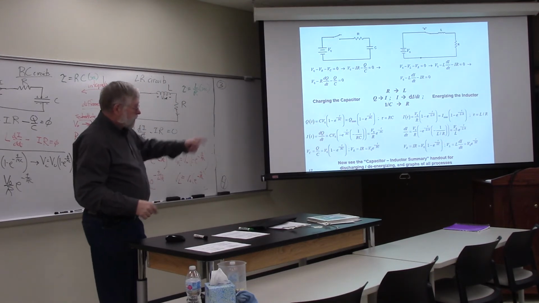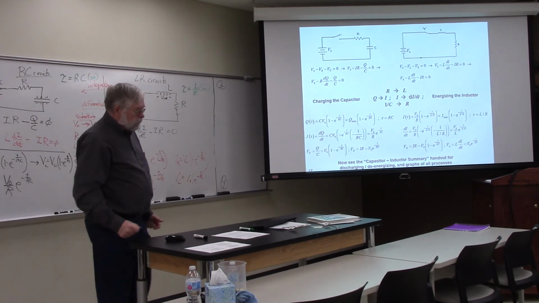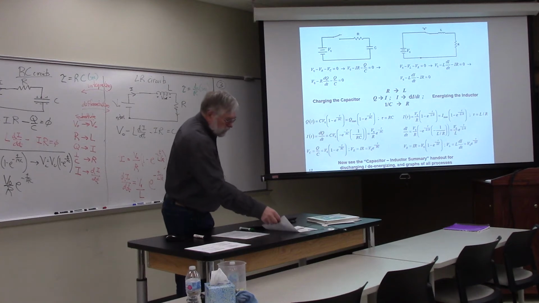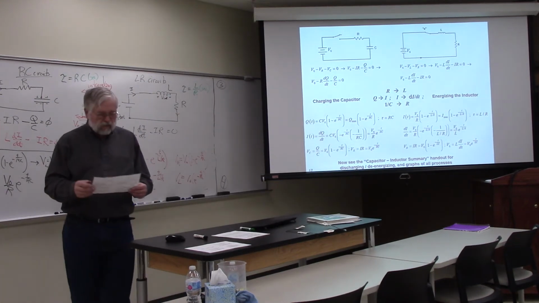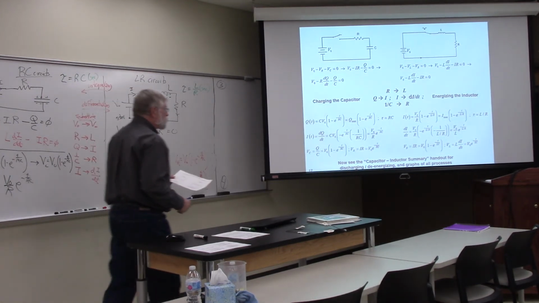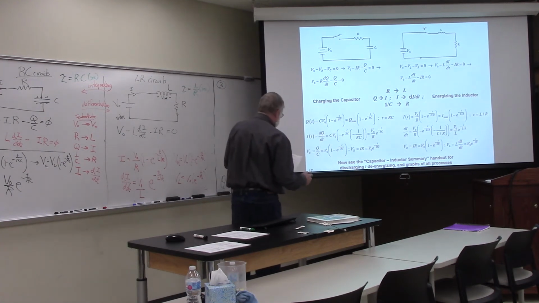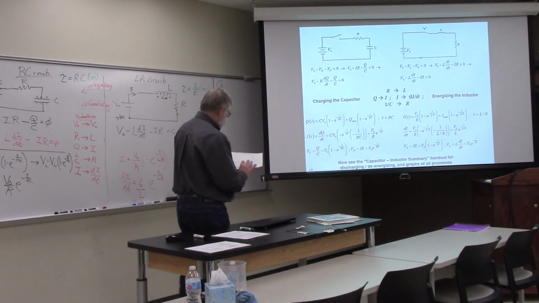So you can just leave that on the screen for a bit. If you were sitting here in class, I would now pass out a piece of paper. It's printed on both sides. It's called the capacitor inductor summary, and it's got everything that we just did about LR circuits.